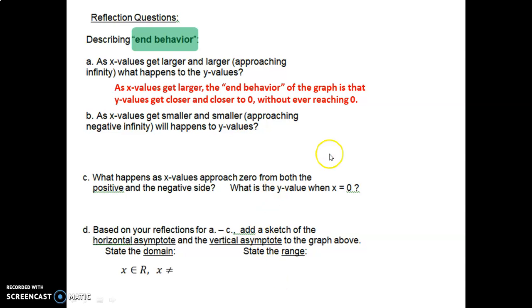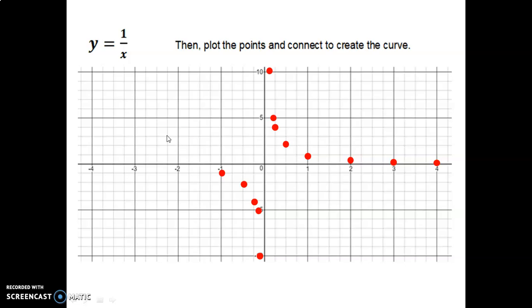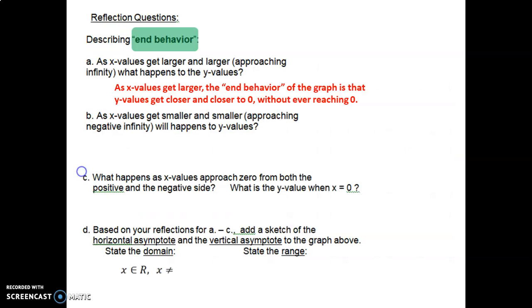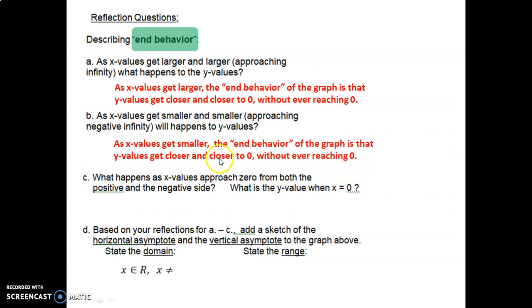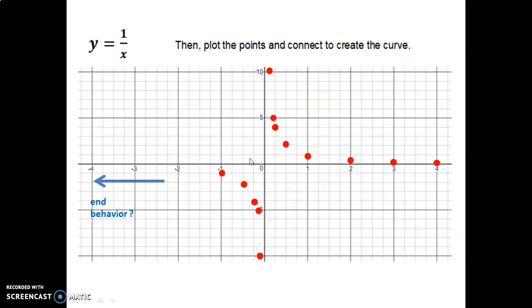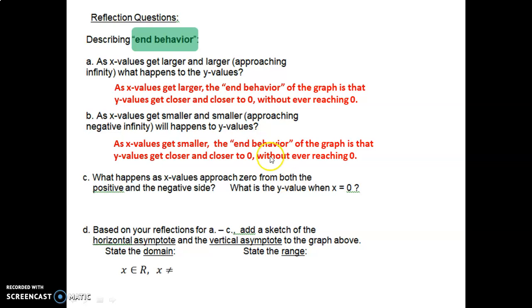Okay, next question. As x values get smaller and smaller, approaching negative infinity, what happens to the y values? In this case, we're going this direction, x values becoming smaller, going towards negative infinity. What is the end behavior of the graph on that side? As x values get smaller, the y values get closer and closer to 0, the same as here, but they're getting closer to 0 from the negative side of y, whereas here they're getting closer to 0 from the positive side of y. And they don't reach 0 as well.